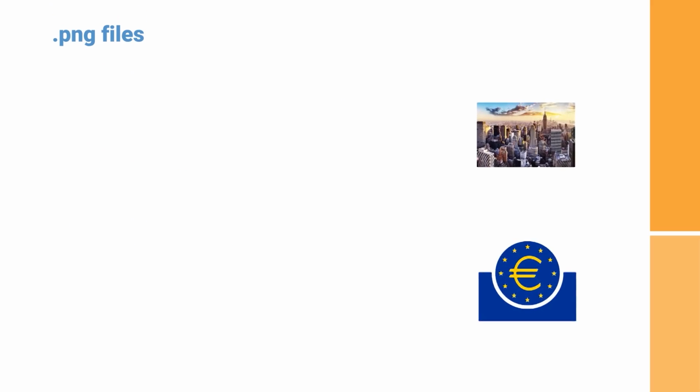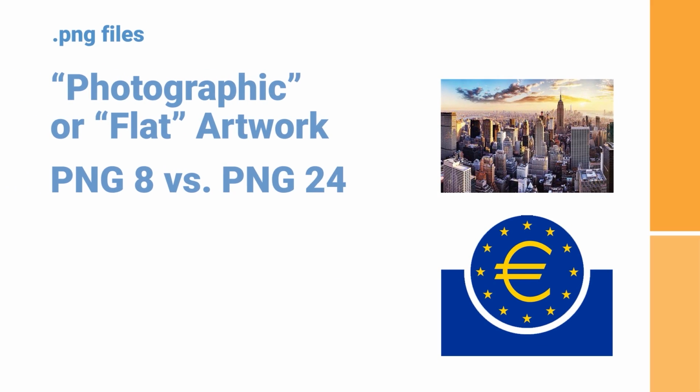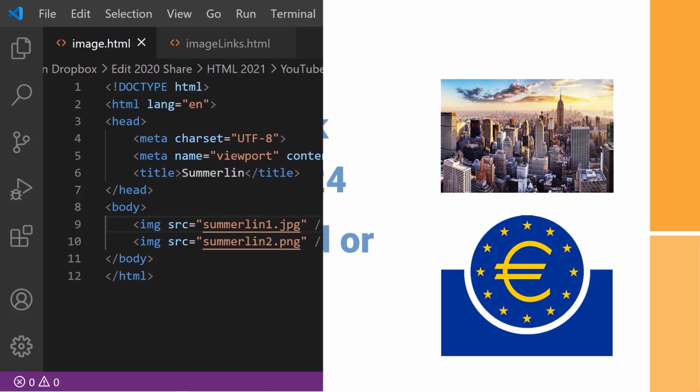The final common file type for images displayed on the web are PNG files. These are used for photographic or flat artwork. There's two styles of PNG files, the PNG 8-bit and the PNG 24-bit. The PNG 8-bit is limited in colors and has a smaller file size. The PNG 24 displays any color in the RGB gamut, but it's a larger file size. PNG files can be animated or transparent.